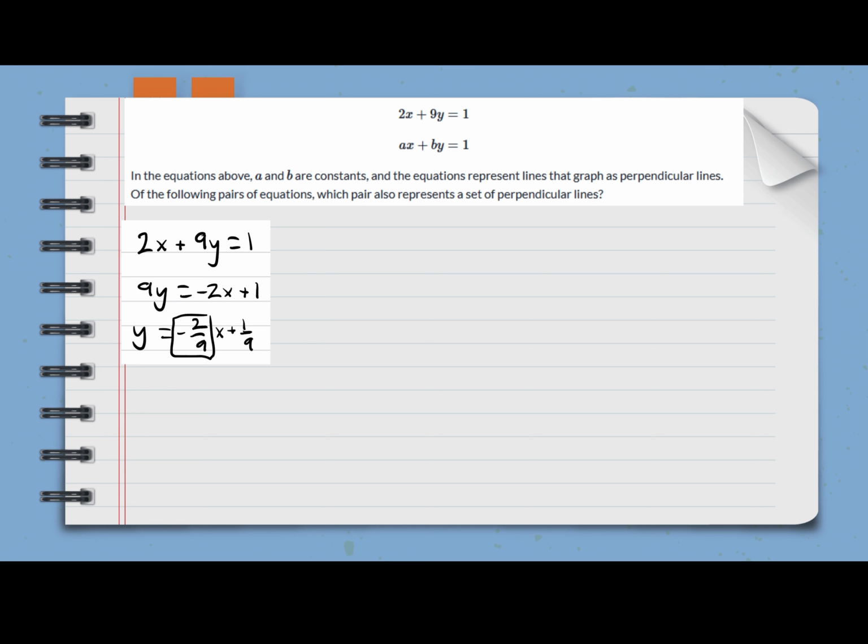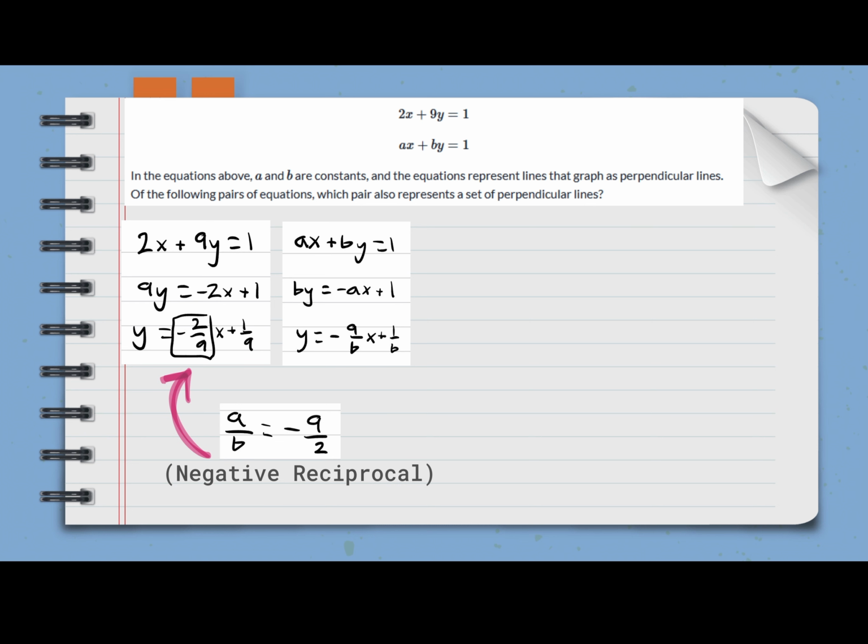And you can do the same thing for the ax plus by equals 1. Just solve for y. And you'll end up with negative a over bx. And that will be our slope as well. And again, for perpendicular lines, you need that negative reciprocal. So that means the negative reciprocal of negative a over b is negative 9 over 2.